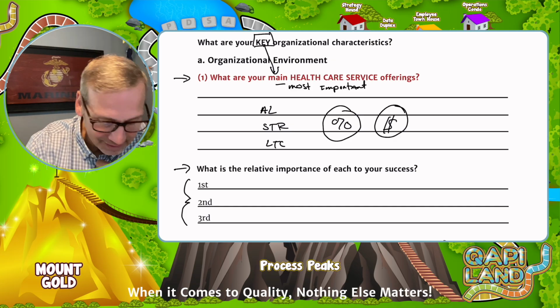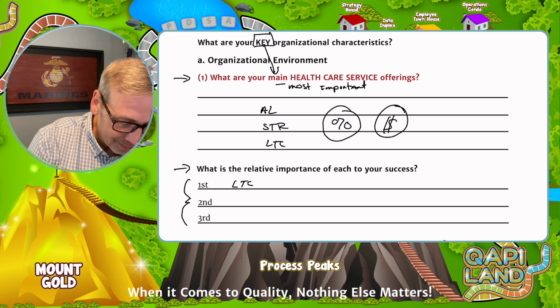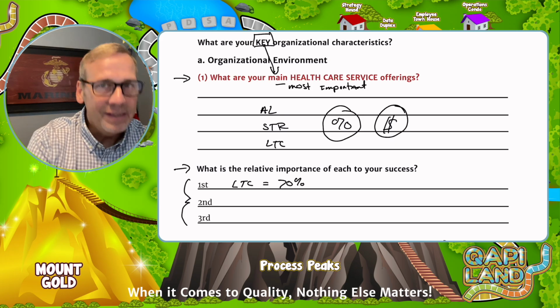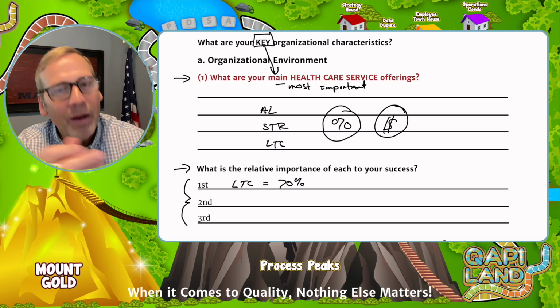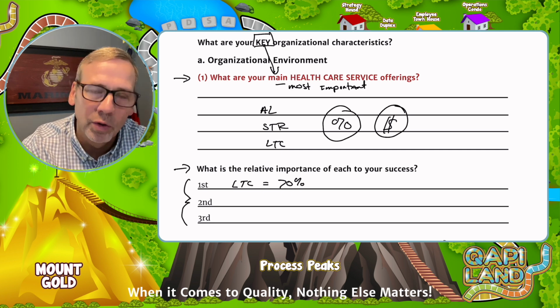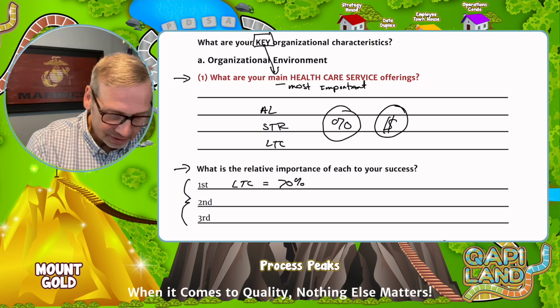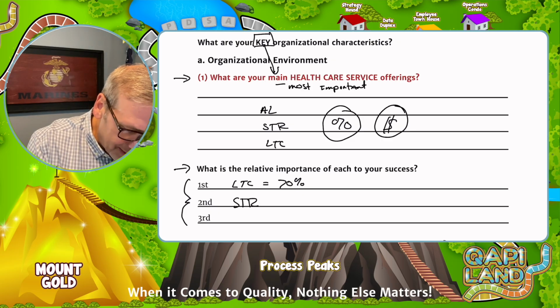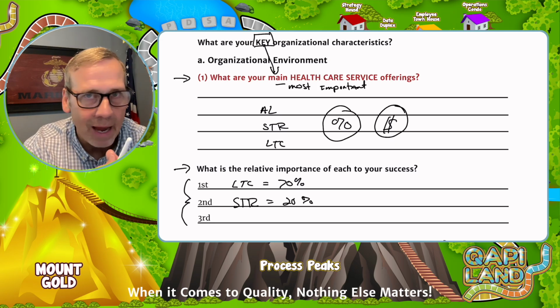So for us, our most important is long-term care because it makes up 70% of our population. 70% of our residents are long-term care. So they are the most important to our success just because they make up the largest group that we serve in our center. The second largest group is our short-term rehab at 20%. 20% of our residents are here for short-stay rehab purposes.